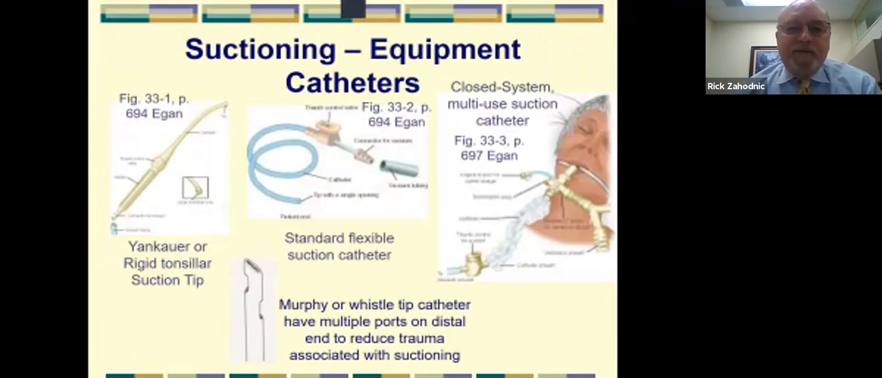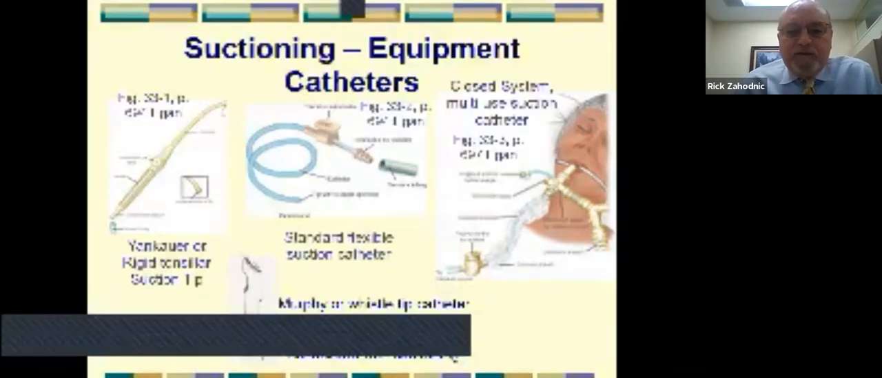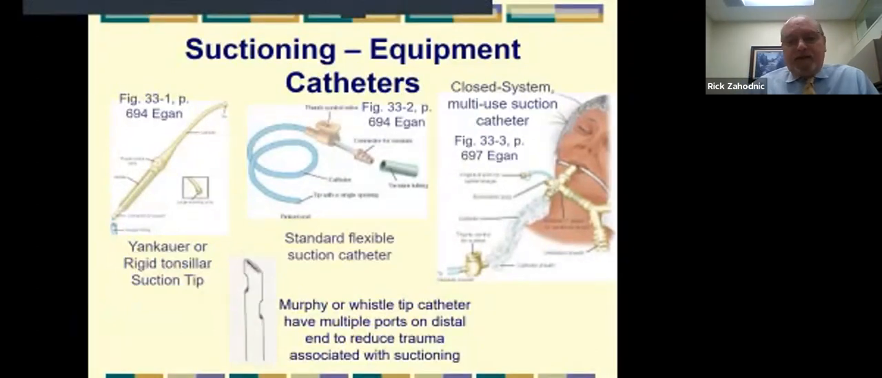Here are some of the different types of suction catheters that exist. On the left-hand side, we have the Yankauer or rigid tonsil suction. In the middle, we have a standard flexible suction catheter that has a thumb port. You can see right here. And then there's also a closed suction system, for patients that need to be suctioned multiple times during a day. The catheter itself has multiple tips or multiple openings that are there to reduce trauma associated with the suctioning procedure.